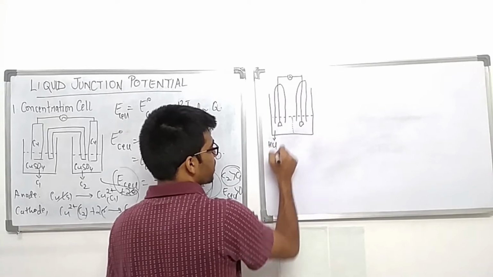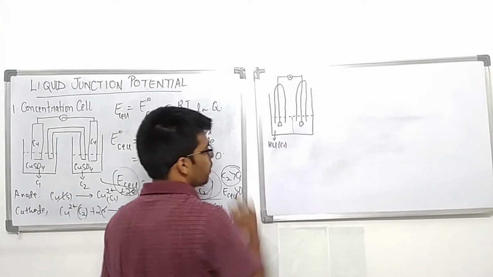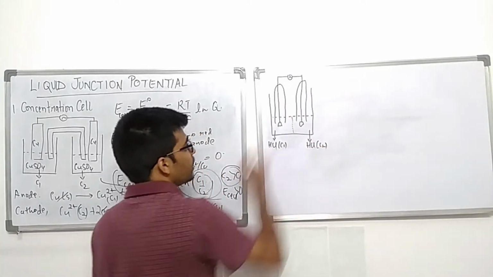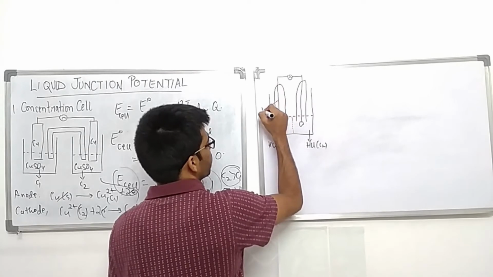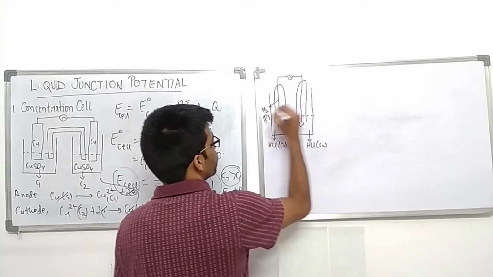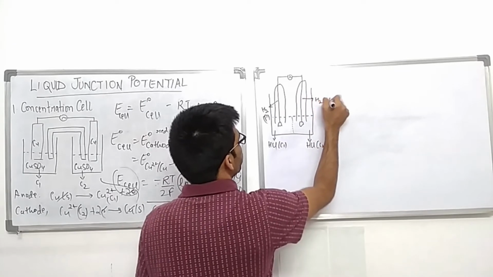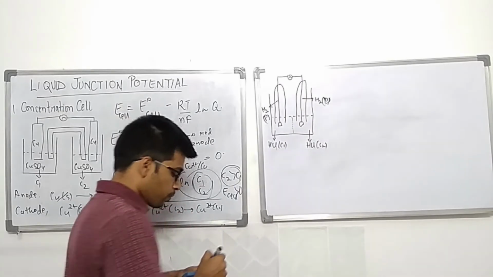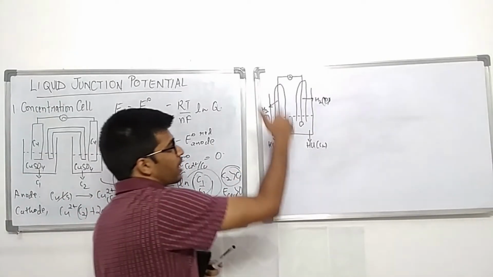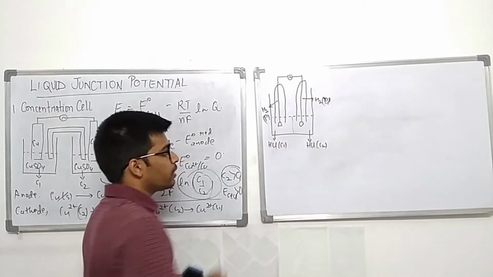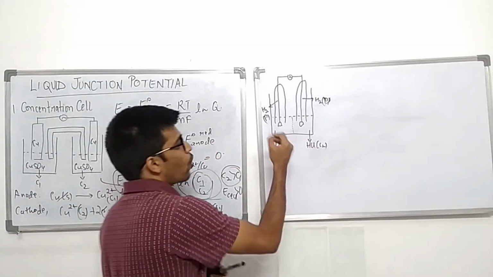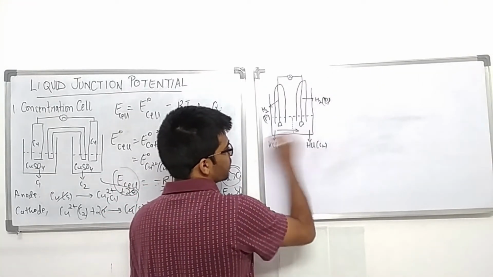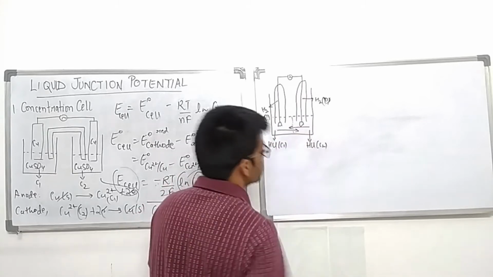One, let's say, is HCl at concentration C1. The other has HCl at concentration C2. This is a platinum electrode, and this will have H2 at pressure P. This will also have H2 at pressure P. So the only difference is in the concentration of the two solutions. Now, as you connect it through the electricity and you expect some flow of charges to occur, you will realize that some charges flow from this side to this side and some charges flow from this side to this side.